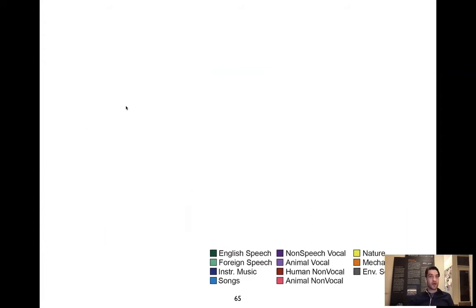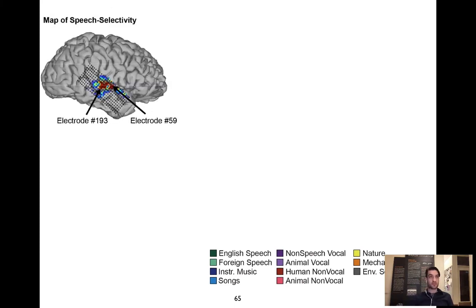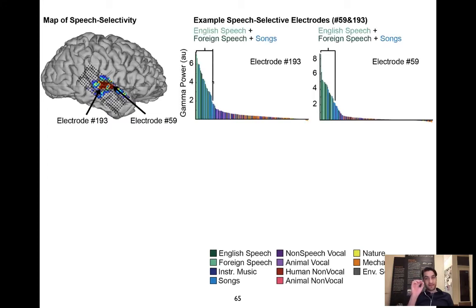What I'm going to show you now is some actual electrodes from some patients who had electrophysiological implants put in their brain because they have epilepsy. Here, you can actually go into their brain and find these individual electrodes that are speech selective. So basically you're finding small clusters of neurons that get really excited by speech selective type signals: English speech, foreign speech, and songs. Songs just means someone singing with words in it.